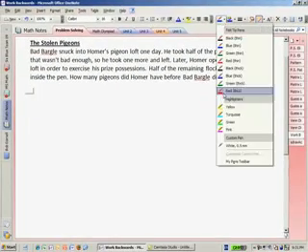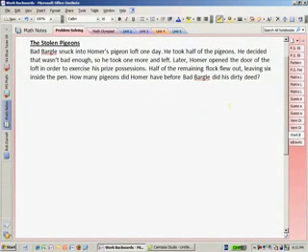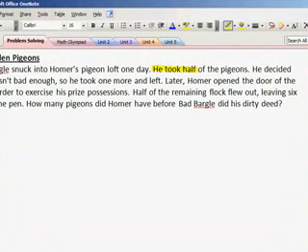As always, we go through the problem and find the important pieces of information. Well, first of all, we don't know how many pigeons he started with, but we do know that Bad Bargle took half of the pigeons. As we continued to read, we found out that he took one more. And then later in our story, Homer opened the door and half of the remaining flock flew out. You will notice, though, in these types of problems, we often find a remaining amount or an answer. And here, we know that there are 6 pigeons left.